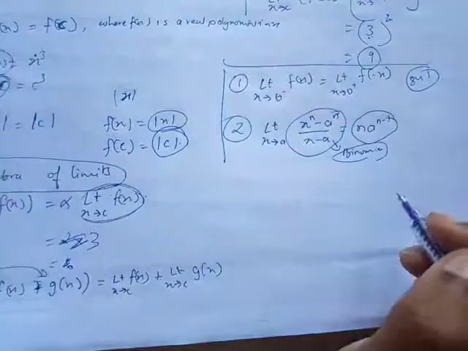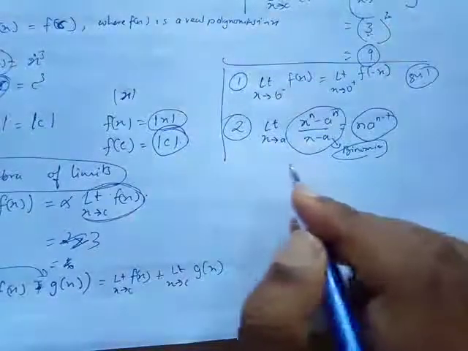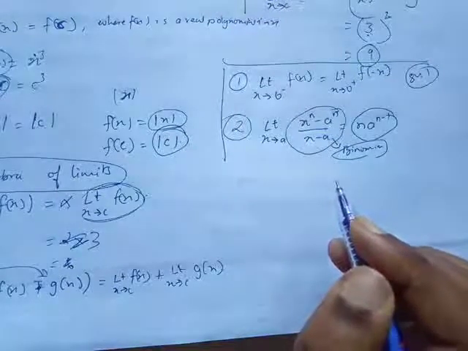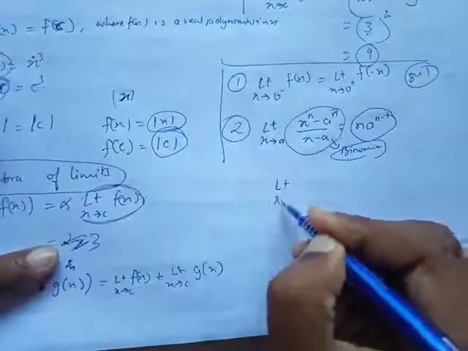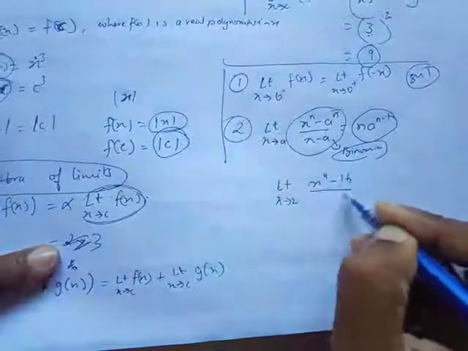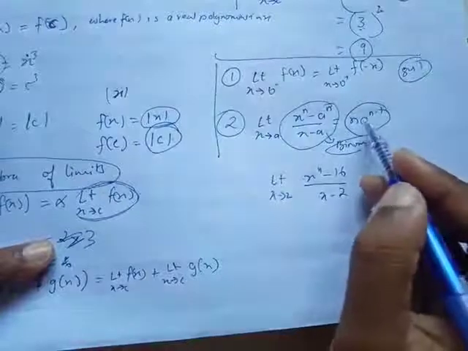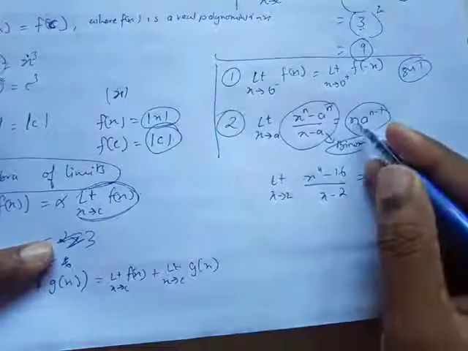Okay, so I'll show you one of the questions that is related to this. I'll write a question down and then we'll solve it together. So for example, one of the questions can be: limit x tends to 2, (x to the power 4 minus 16) over (x minus 2). So what is the formula? A is this number, the number that is over here, and n is what?